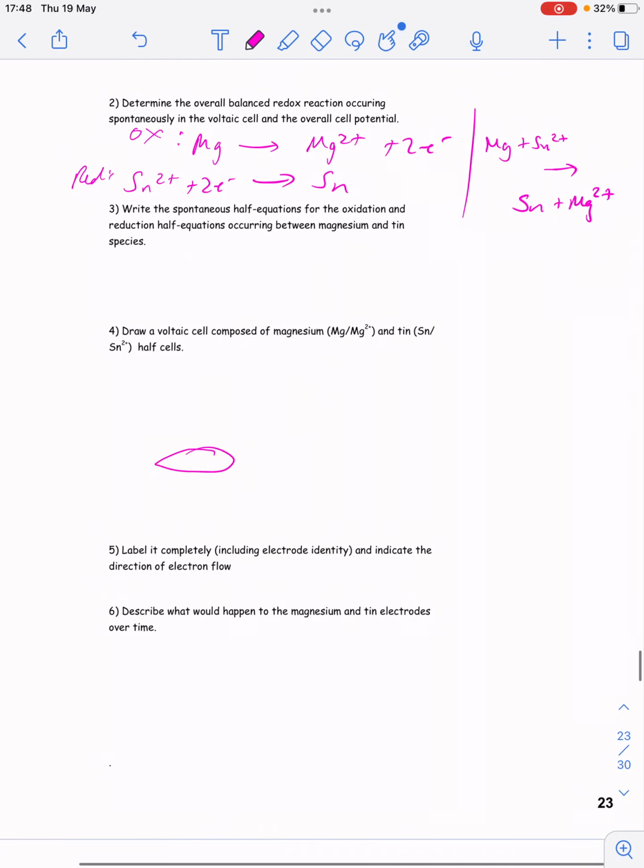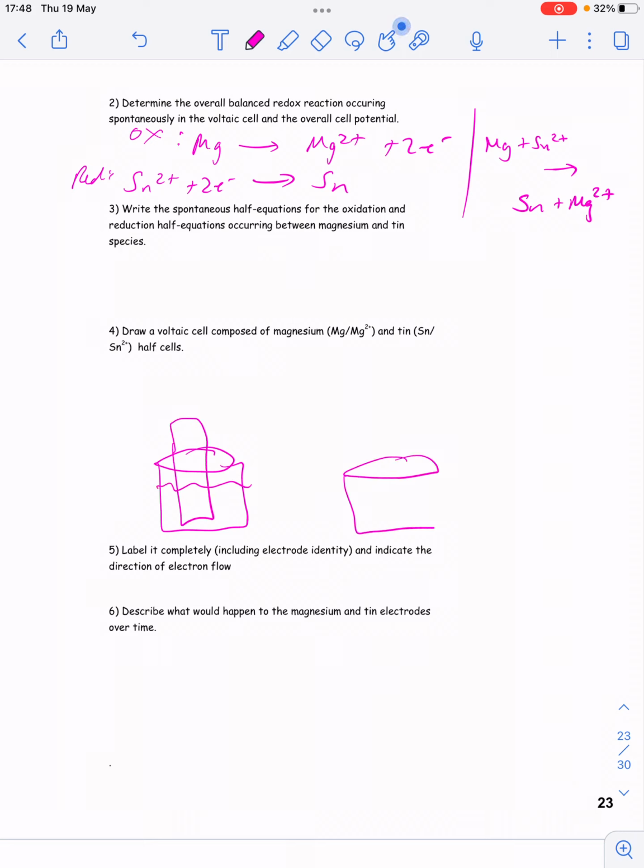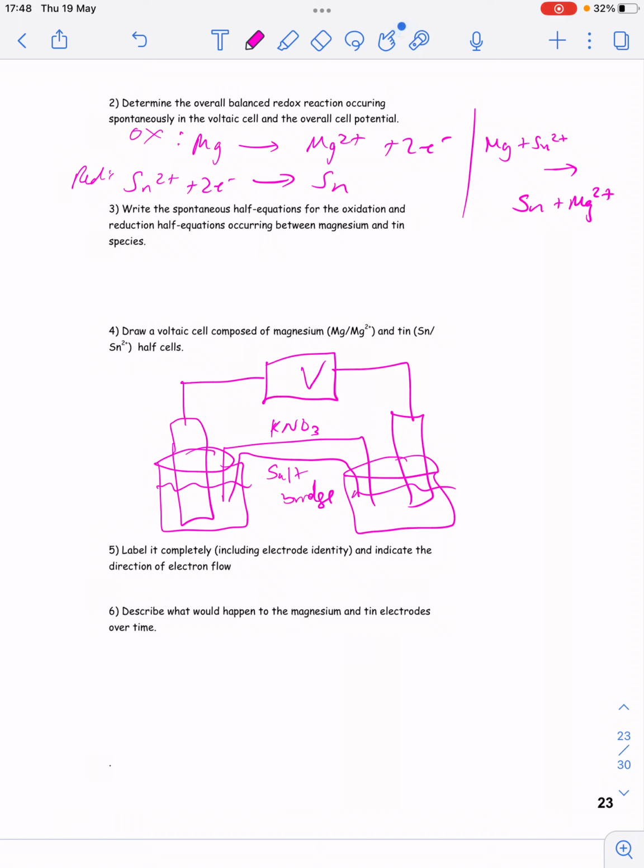So I would do my beaker with electrode, my beaker with electrode, and a salt bridge. Label it as a salt bridge. If you need to pick a salt, something like potassium nitrate, sodium nitrate, potassium chloride, all options. Connect things with wires and a V box, a voltmeter. Label it completely and indicate the direction of electron flow. Well, let's mix it up and put the Mg over here, and here's its ion in the solution, here's the tin, and here's the tin ion in solution.